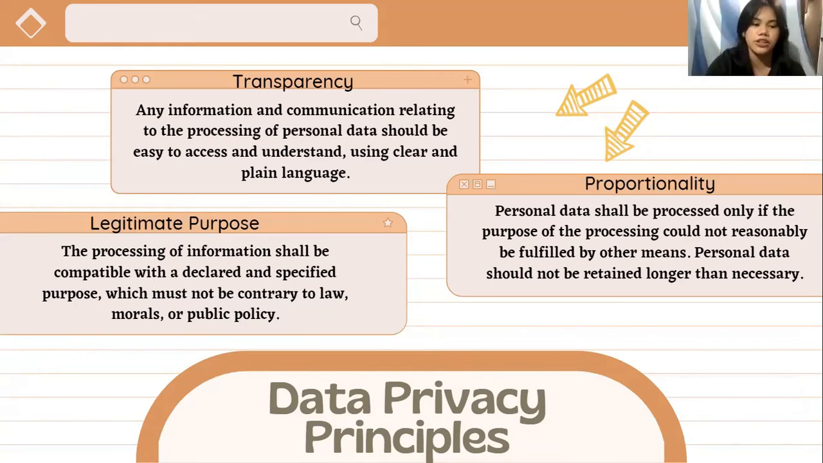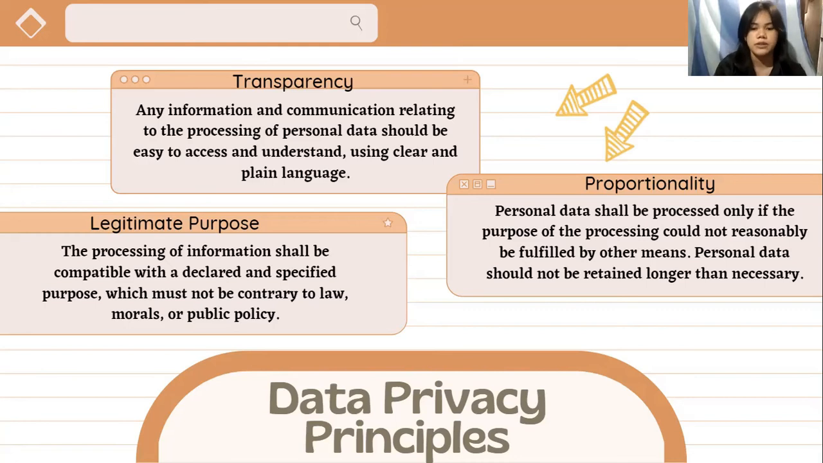Chodaro. So to proceed with our discussion, let me discuss to you the data privacy principles. There are 3. First is transparency, wherein the data subject must be aware of the nature, purpose, and extent of the processing of his or her personal data, including the risks and safeguards involved, the identity of the personal information controller, his or her rights as a data subject, and how these can be exercised.